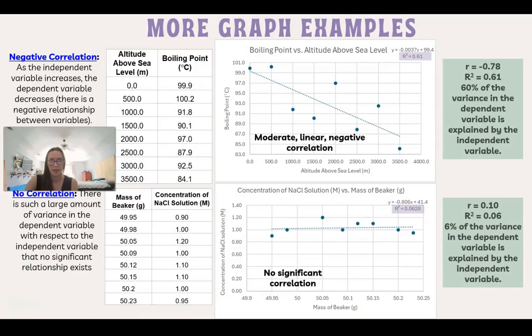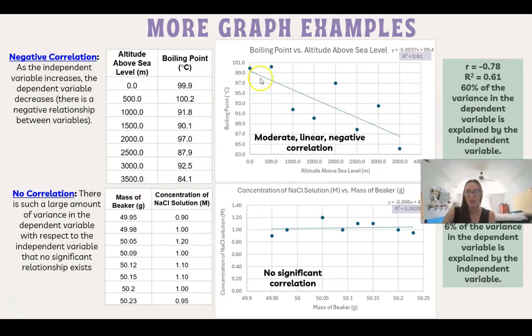Okay. And then let's look at a moderate linear negative correlation here. You can see the relationship between boiling point and altitude above sea level. So as you get higher above sea level, the boiling point actually goes down because there's less pressure exerted on the solution. But you can see that R is a moderate value, it's negative 0.78, so that means the r squared value is 0.61. So, sorry, let's just say 61%. 61% of the variance in the boiling point is explained by the altitude above sea level.